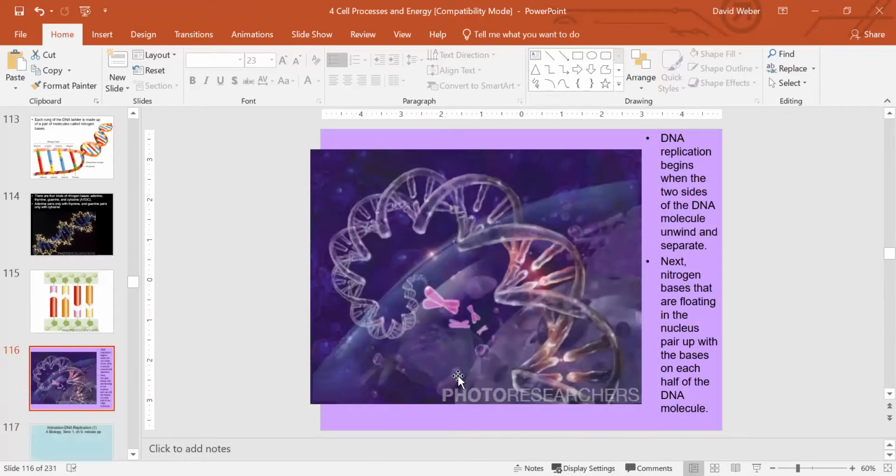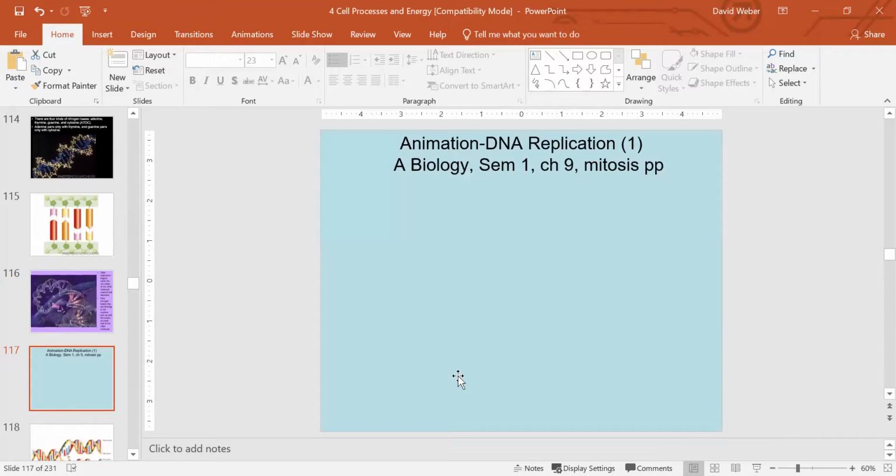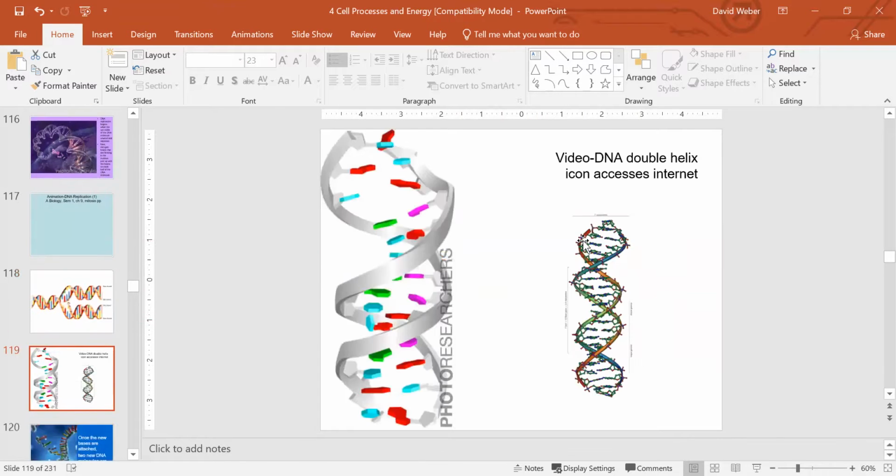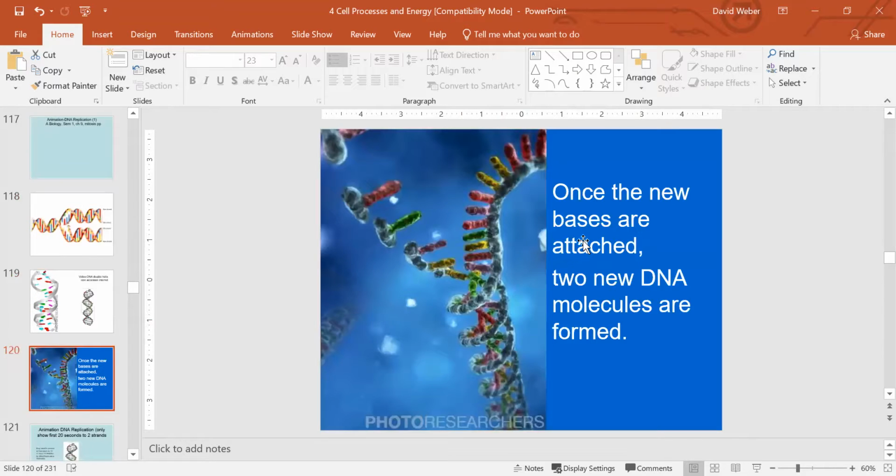Another picture of it. So DNA replication begins when the 2 sides of the DNA molecule unwind and separate. Next, nitrogen bases that are floating in the nucleus pair up with the bases on each half of the DNA molecule, so that it completes it again, and then it separates. Okay, so it strips apart, and then a new strand begins to pair up. So once a new base is attached, 2 new DNA molecules are formed. Okay, there we go.